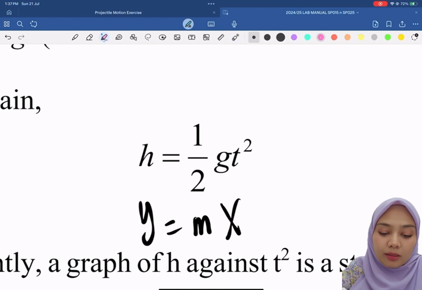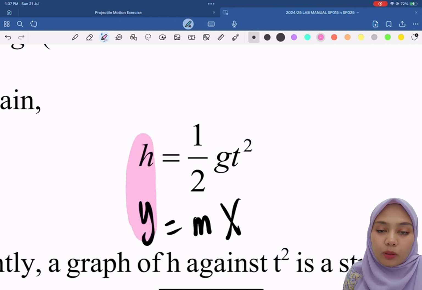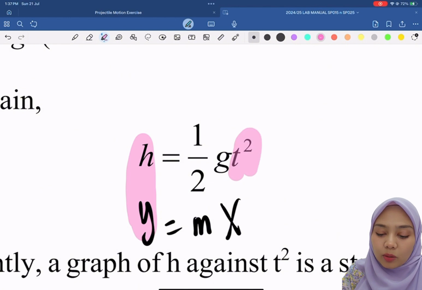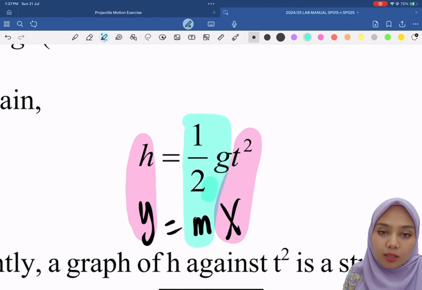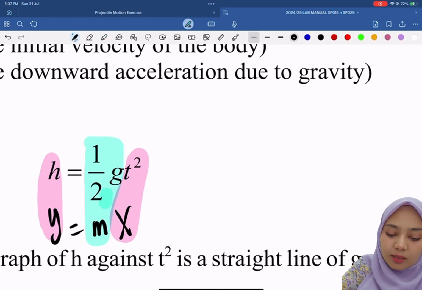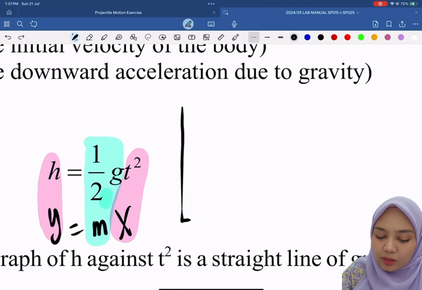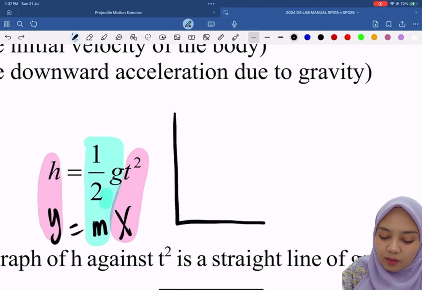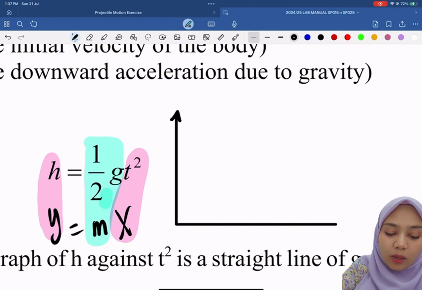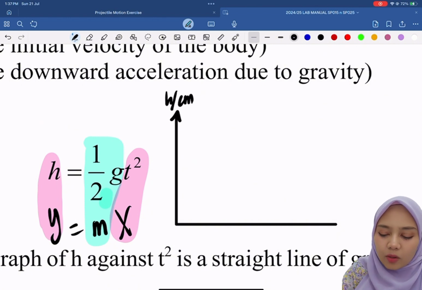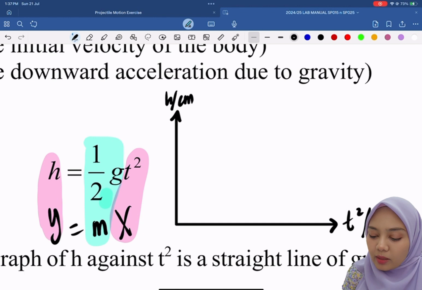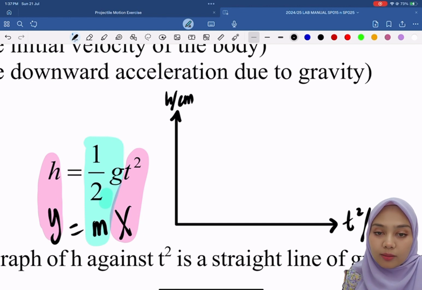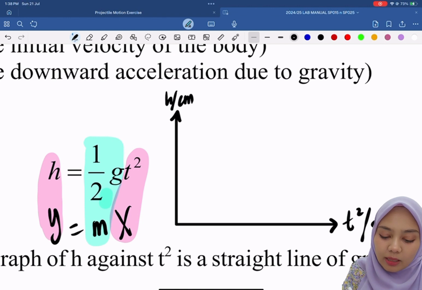When we compare these two, we can see that the y-axis will be the height, and the x-axis will be t squared. From there we can see that our gradient is half g. So the graph should be like this. The y-axis is the height in centimeters, and the x-axis is t squared, in seconds squared. From this we get our linear graph.